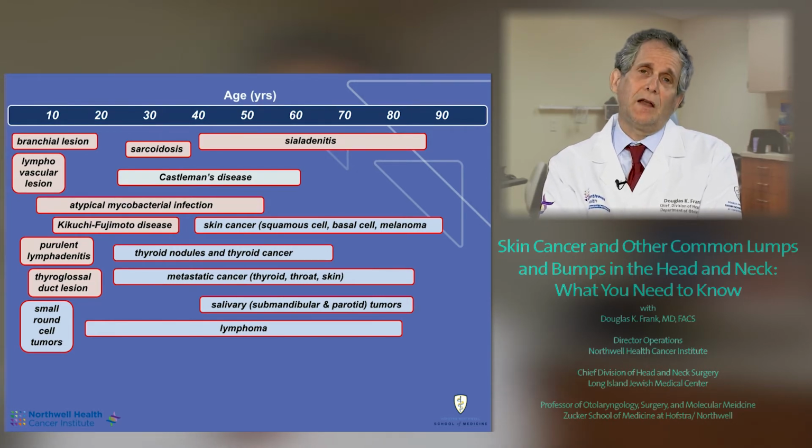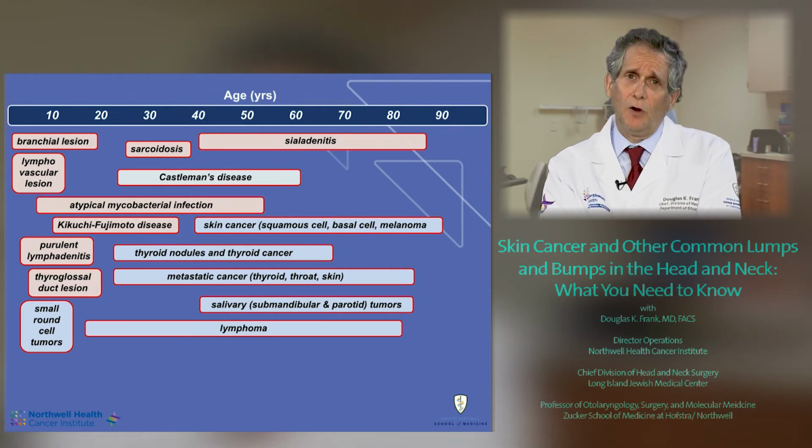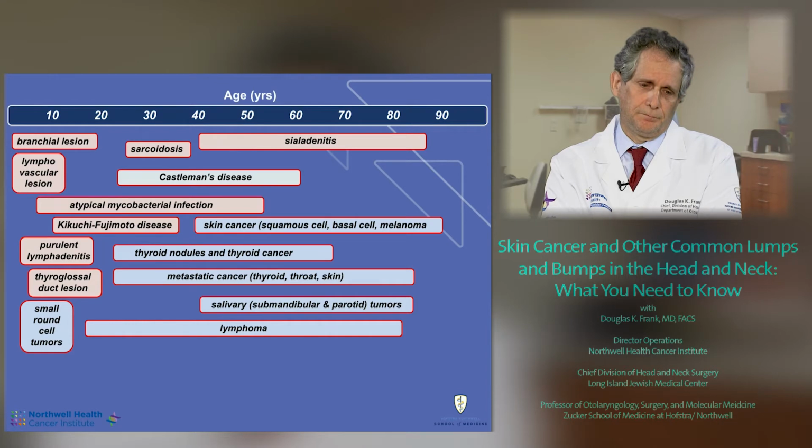But the older you get, a lump or bump in the head and neck that appears, and particularly if it doesn't appear suddenly, but over a period of time, is more likely to be an abnormal growth of cells, be it cancer or non-cancerous growth.